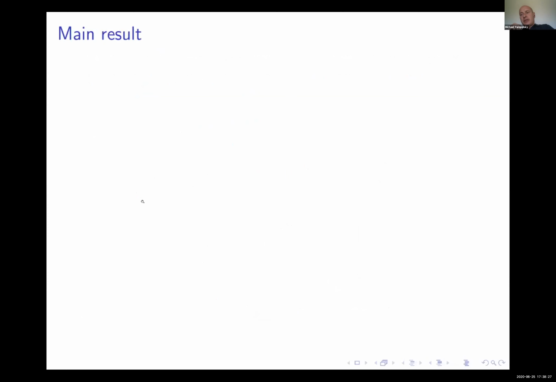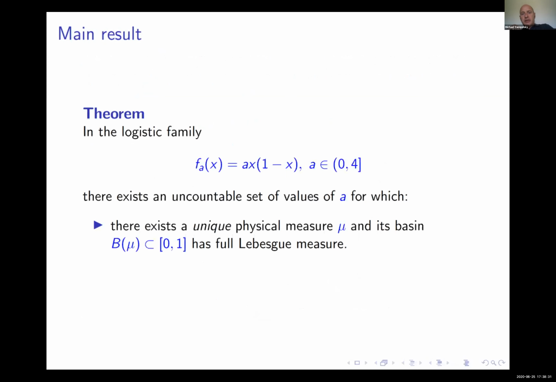Right, so our main result is the following theorem. In the logistic family, there exists an uncountable set of parameter values a for which the following two properties hold. First of all, there exists a unique physical measure mu, which depends on a, and such that its basin has full Lebesgue measure. So for almost every point, the Birkhoff averages converge to mu. And the second property is that mu is not computable relative to a.